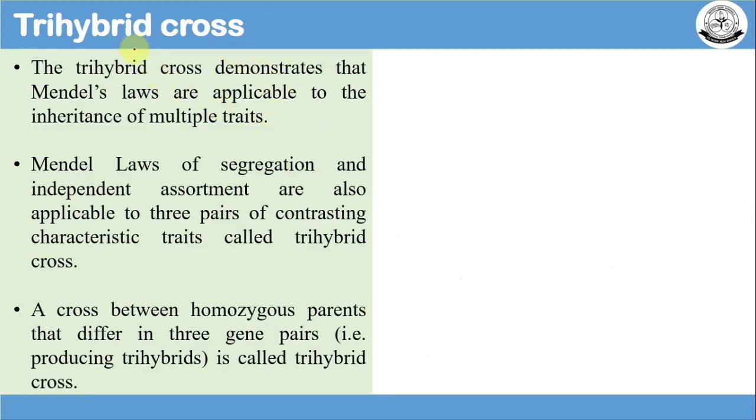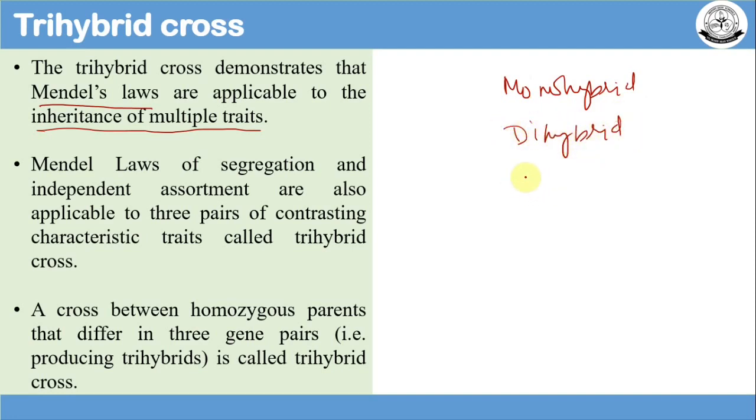So trihybrid cross la enna, adha 3 characters panna porom, but இந்த cross என்ன சொல்லுதுன்னா, trihybrid cross demonstrate that Mendel's law are applicable to inheritance of multiple character வச்சாலுமே Mendel's law is applicable. So monohybrid பண்ணி பார்த்துக்கோங்க, it obeys Mendel's law. Dihybrid பண்ணி பார்த்துக்கோங்க, obeys Mendel's law. Trihybrid பண்ணி பார்த்துக்கோங்க, obeys Mendel's law. So it proved that they obey Mendel's law, right? That's the meaning.